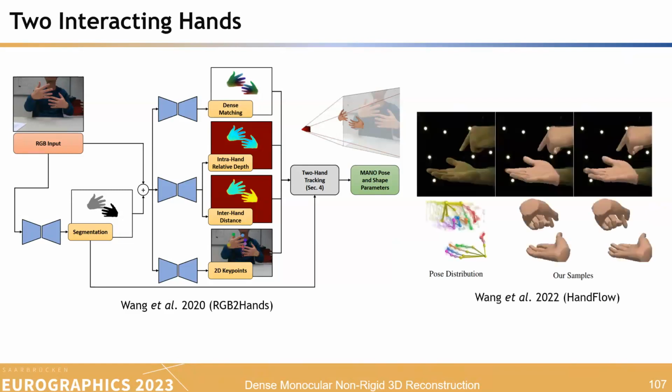Then they do a joint tracking of the hands. In their work, they noticed that, especially for the case of two interacting hands, having a single reconstruction is not sufficient, because there might be multiple such reconstructions which match the input images. In their follow-up work, they estimate the pose distributions, and then they provide samples from it.